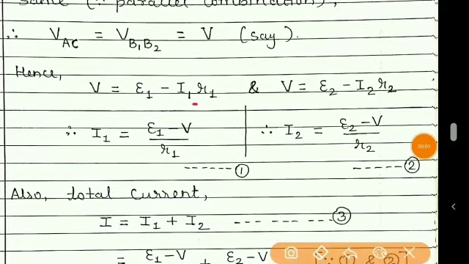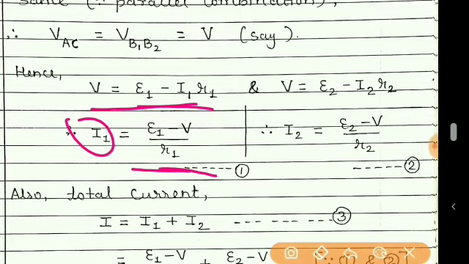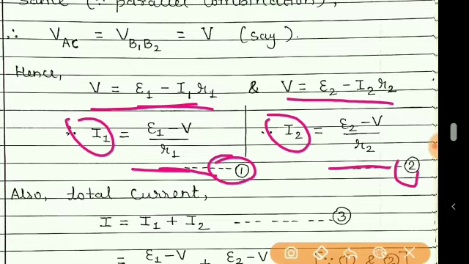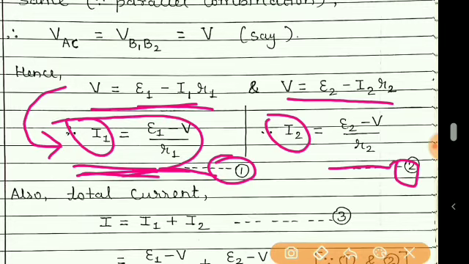Now in this equation, making I1 the subject, we will get this equation. Let us give this equation number 1. Similarly, in this equation, making I2 the subject, we will get this equation. Students, I will not show you all the mathematics, because these are simple equations and you can easily obtain this type of results.